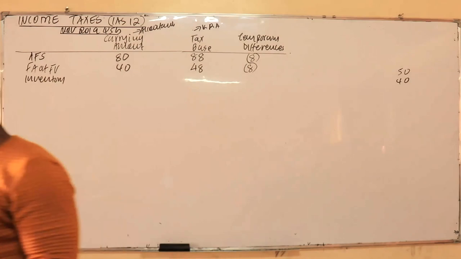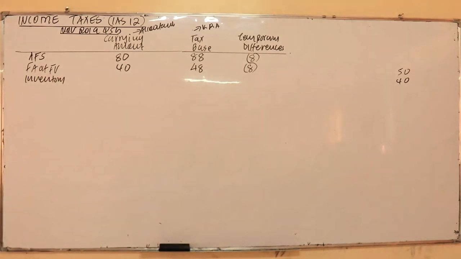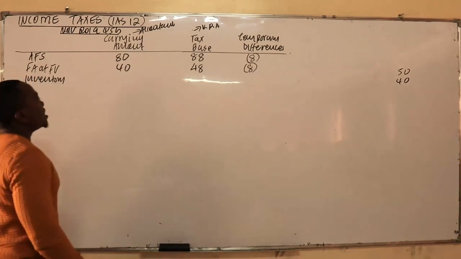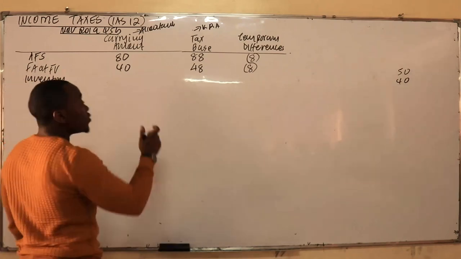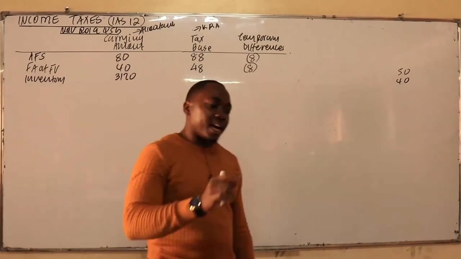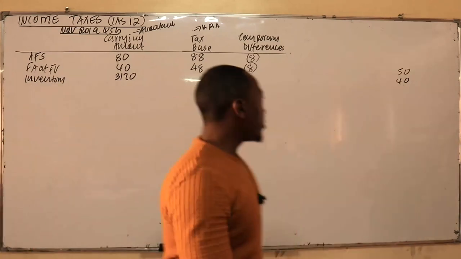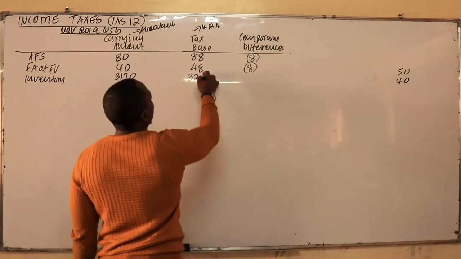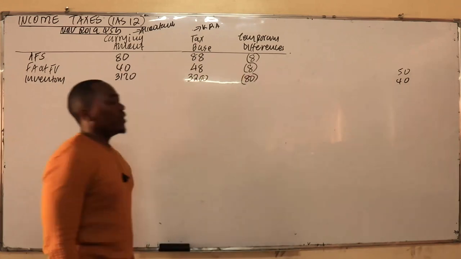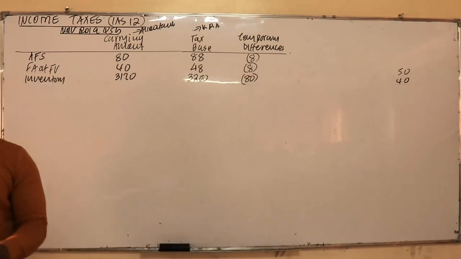Under IAS 2, inventory is shown at the lower of cost and net realizable value. The cost is 200 million, while the net realizable value is 120 million. Chief accountant, give me the current amount. Good, the lower of the two. But the taxman will be concerned with how much was the original cost. That 120 minus that 200, you get an amount of 80, which is a loss. That loss is what we call a deductible temporary difference.